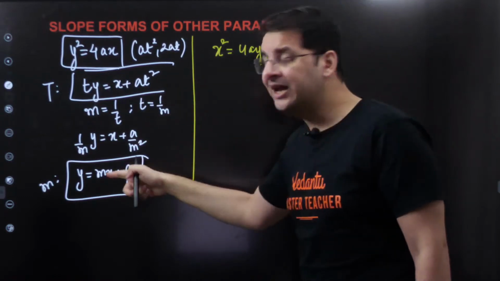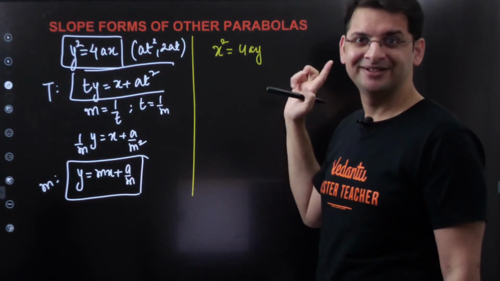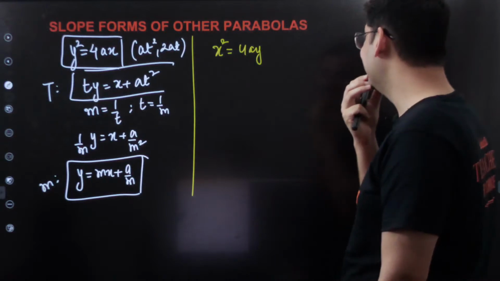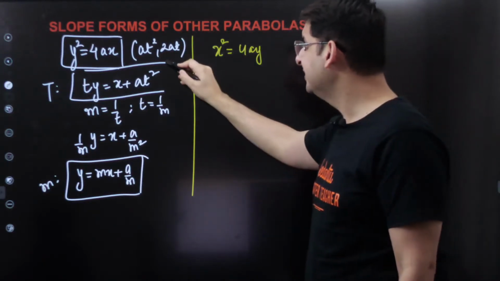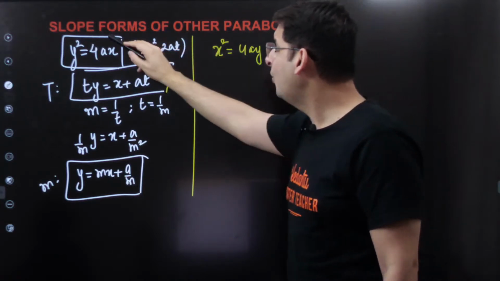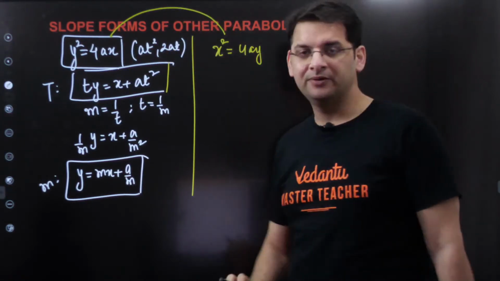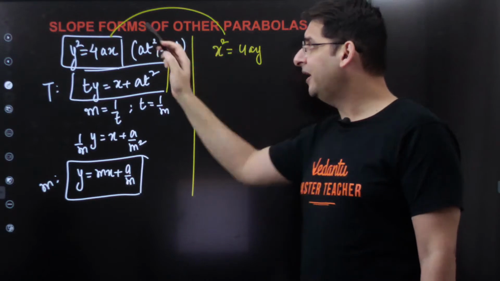Now, how do we find the slope form for this? Right. For slope form, the trick is: how is this related to this, first of all? x square is equal to 4ay, y square is equal to 4x.